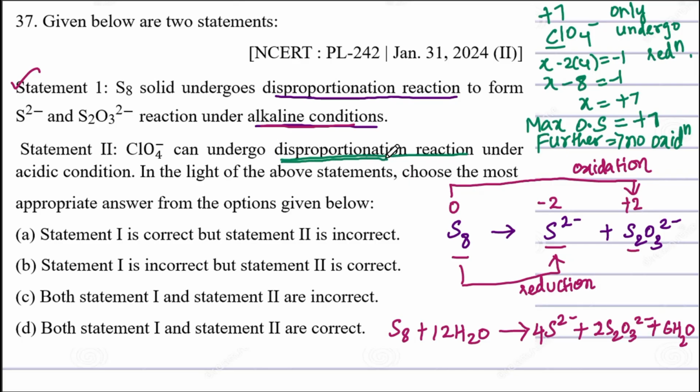But what is meant by disproportionation reaction? Both oxidation and reduction should take place. But here only reduction takes place. So ClO4 minus cannot undergo disproportionation reaction. So what is the correct option? Statement 1 is correct, but statement 2 is incorrect. So the correct option is option A.